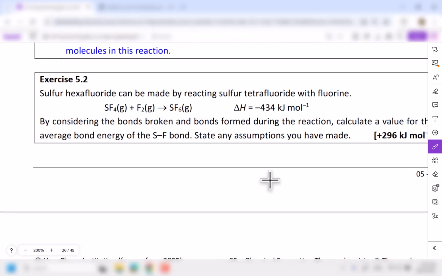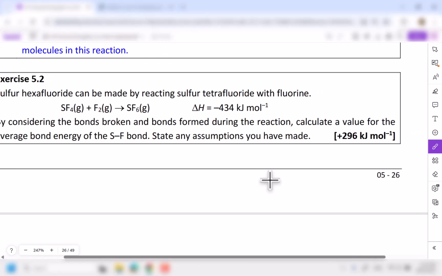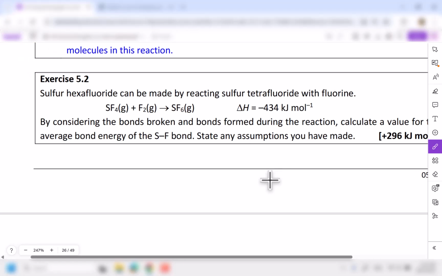So we have sulfur hexafluoride. It can be made by reacting sulfur tetrafluoride with fluorine. Then they ask you to consider the bonds broken and bonds formed. Calculate a value for the average mole energy of SF. So state any assumption. Here, of course, the assumption I need to state, I hope it's obvious enough, might not be too obvious, is that the SF bond strength in SF4 and SF6 are the same. You have to state this assumption, if not you can't calculate.